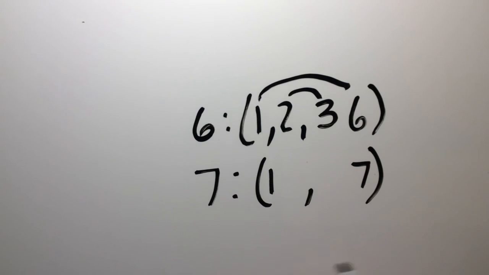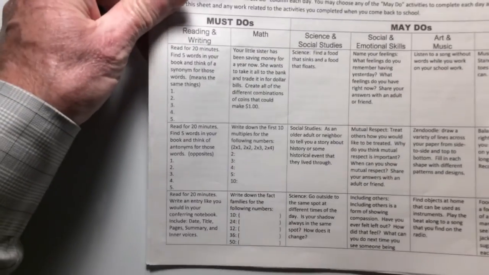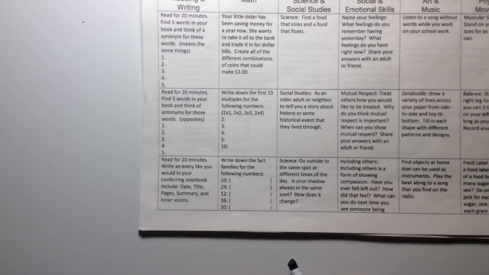So going back to our matrix again, you are going to write down the factor pairs for the following numbers: 10, 24, 12, 36, and 50. So I hope that gives you a little explanation as to how you would write down the factors for a number.